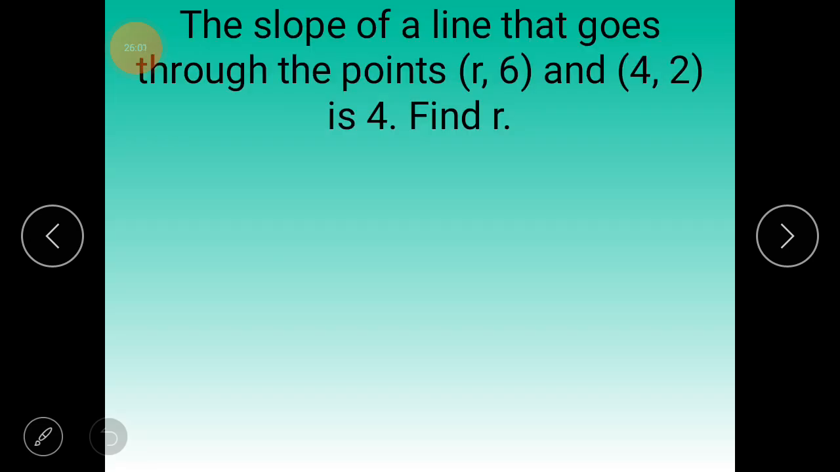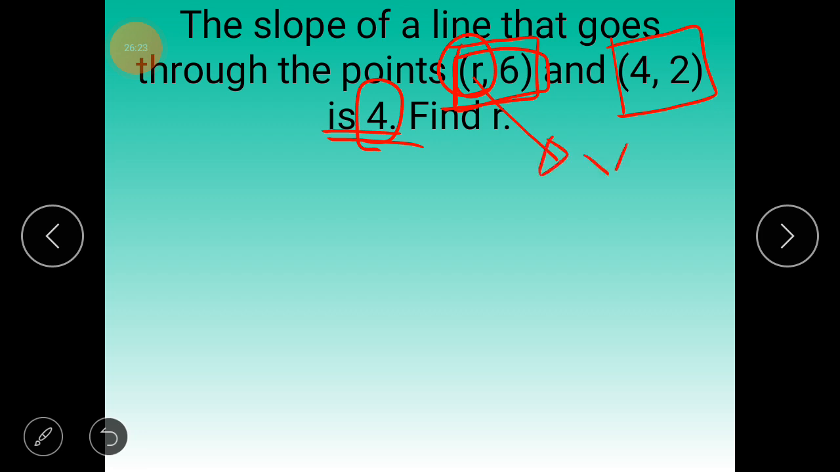Okay? Next, we have finding the slope with variables. So how about if the given is like this? The slope of a line that goes through the points (r, 6) and (4, 2) is 4. So 2 points are given, slope is given, but in the first point, r, which is supposed to be x sub 1, is not given. It is represented by small letter r. So your task here is to find r.